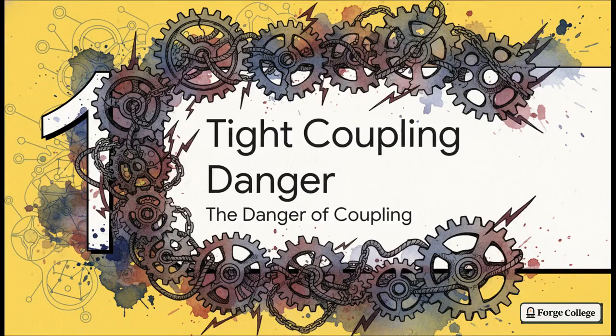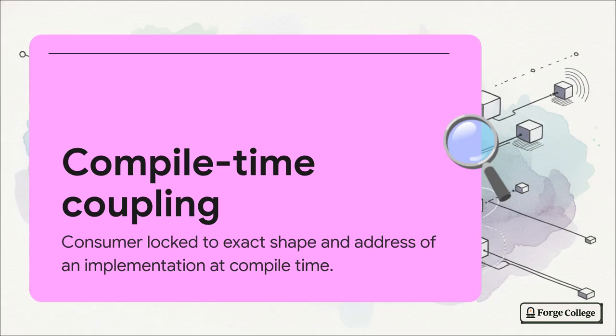Section 1. The danger of tight coupling. Let's explicitly break down this concept of compile-time coupling. This happens when your consumer contract is totally locked to the exact shape and the exact address of a specific implementation contract right when you compile the code. Basically, if you call a target contract's public function directly by importing its specific concrete file, you're creating a hugely inflexible dependency. It's that toaster glued to the wall.